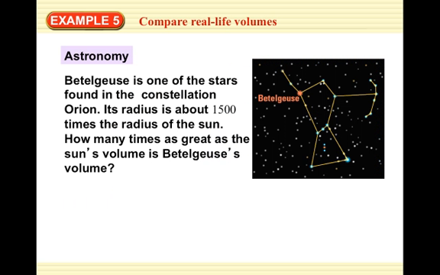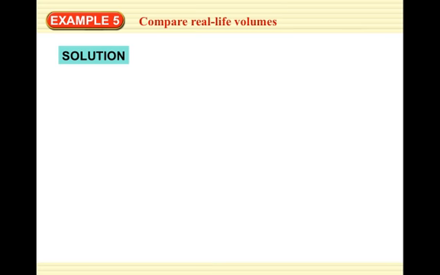Choice B. All right. A real life example here. We're going to compare volumes. Betelgeuse, and yes, that's how it is pronounced. I looked it up. Betelgeuse is one of the stars found in the constellation Orion. Its radius is about 1,500 times the radius of the sun. How many times as great as the sun's volume is Betelgeuse's volume?